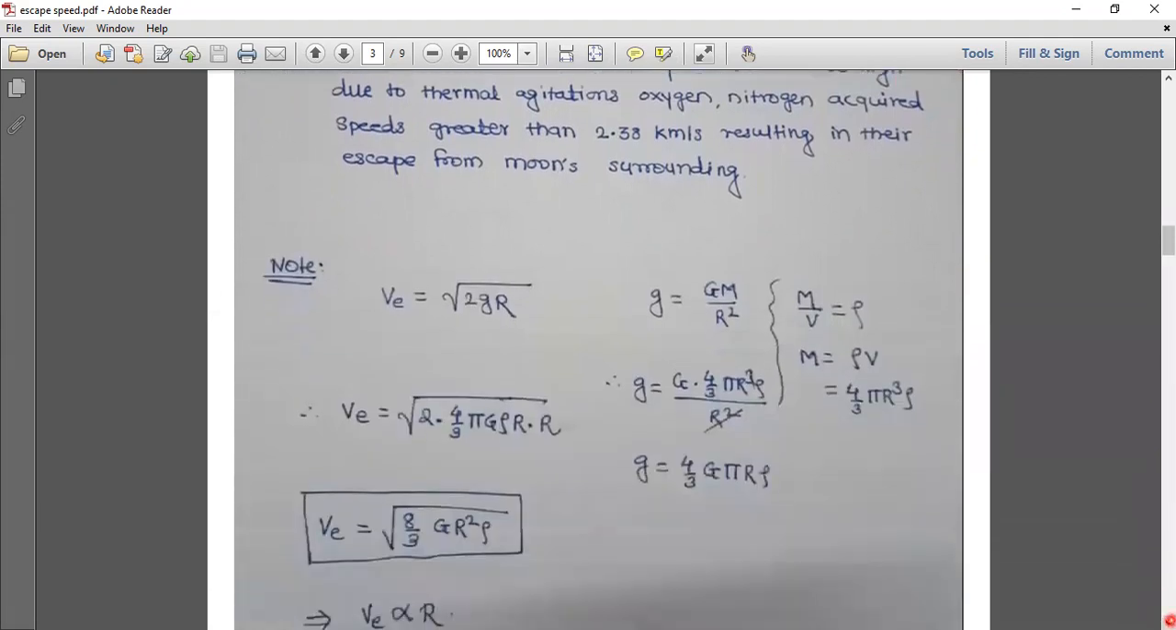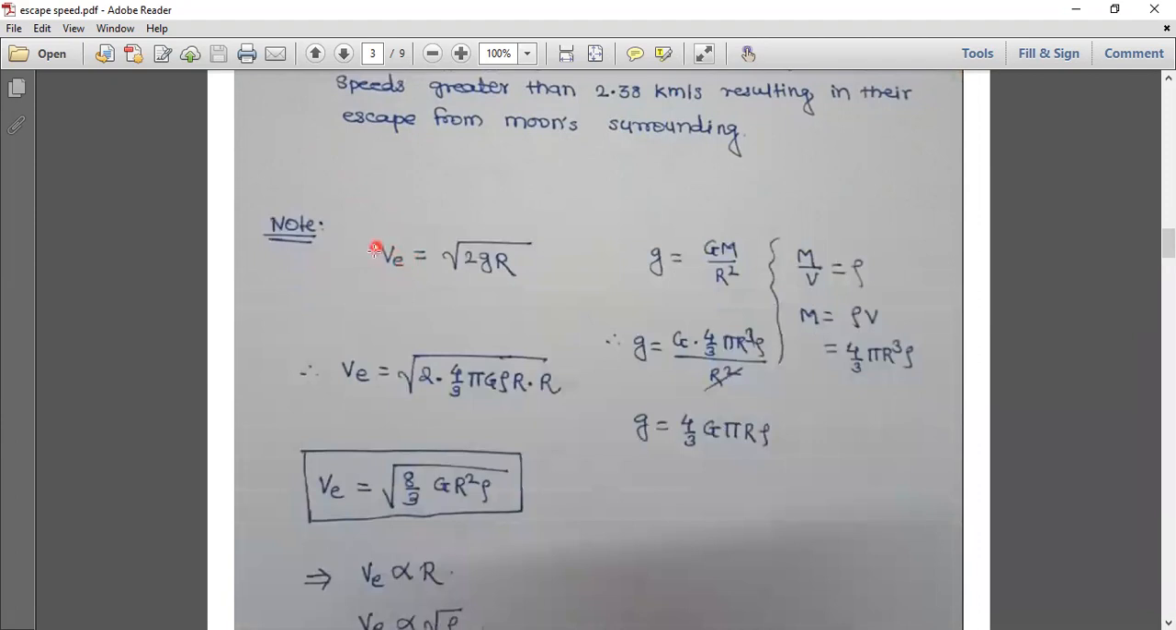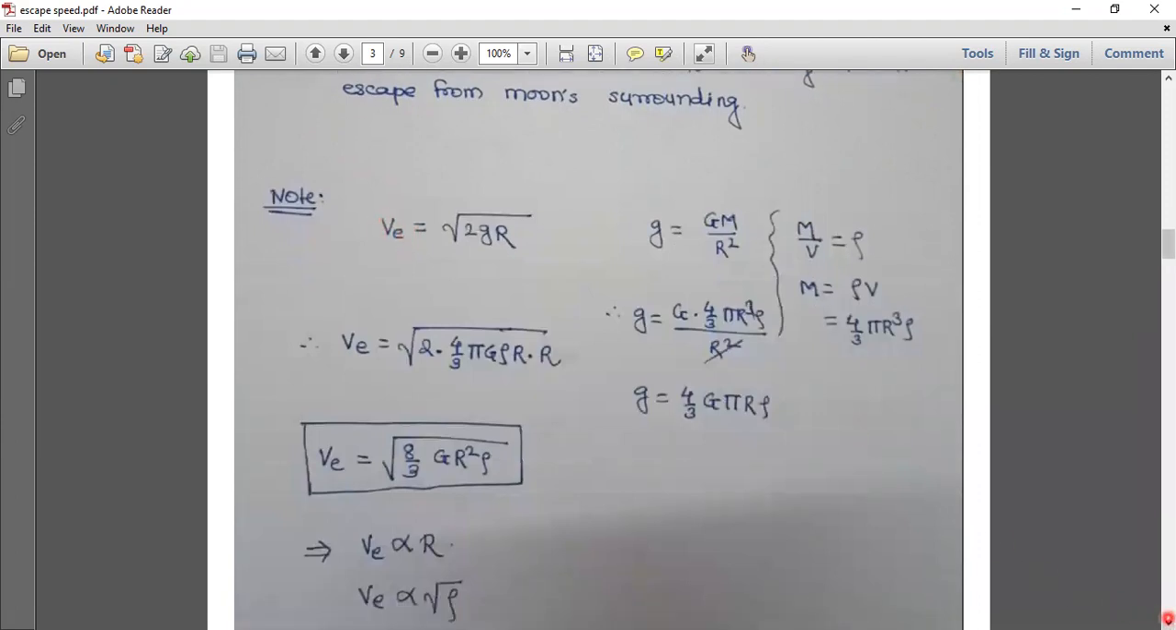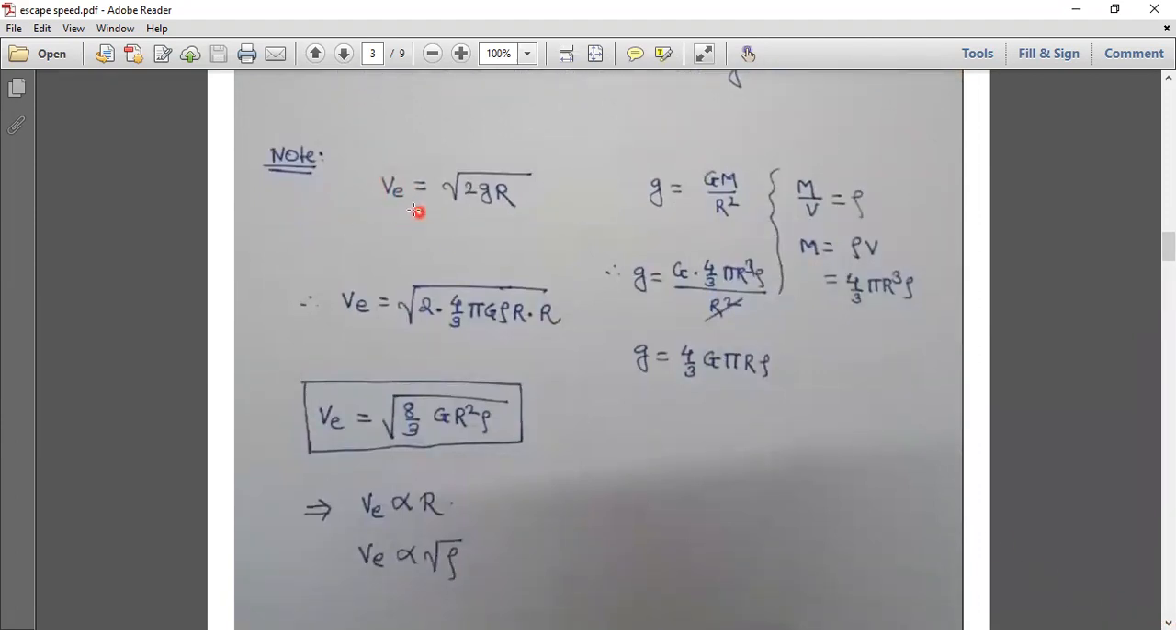now here one note point. This is the escape speed, and this is in terms of radius and density. So V is equal to root 2gR. This formula we have already learned. And this g is equal to GM by R square. This also we have learned. Okay. So M by V is equal to rho, and so M is equal to rho into V, which is equal to 4 by 3 pi R cube rho.